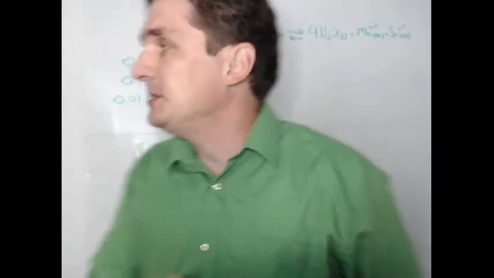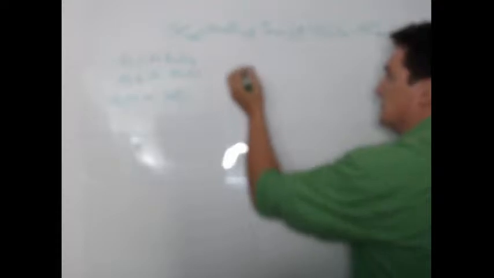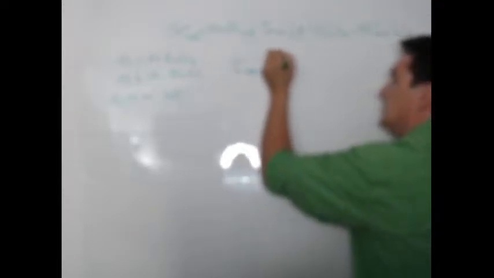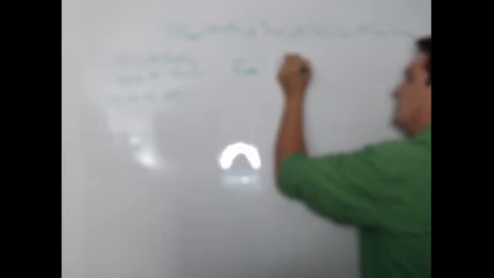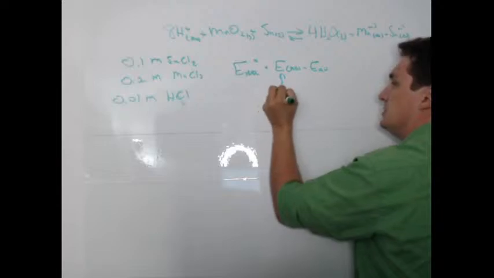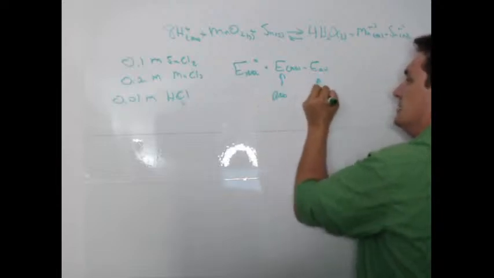So the standard reduction potential, we need to figure out what's being oxidized and what's being reduced. So your reference here is the cathode minus the anode. Reduction occurs at the cathode, oxidation occurs at the anode.